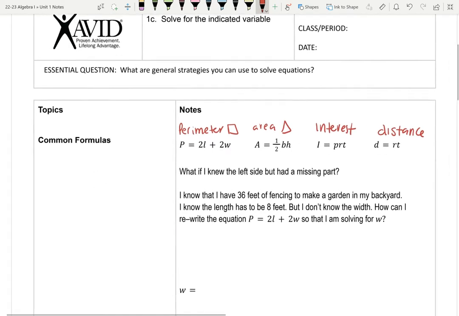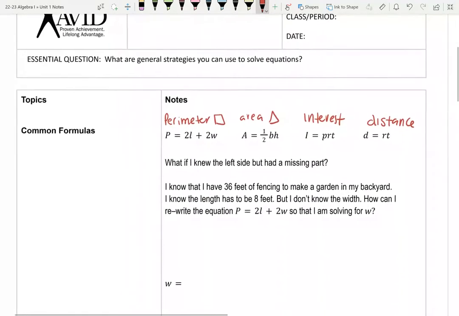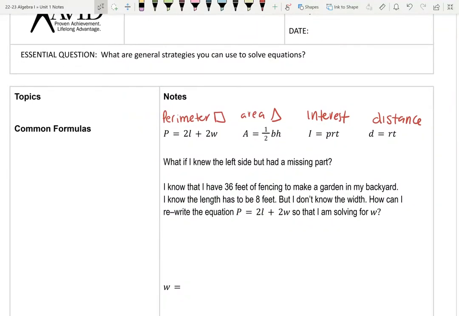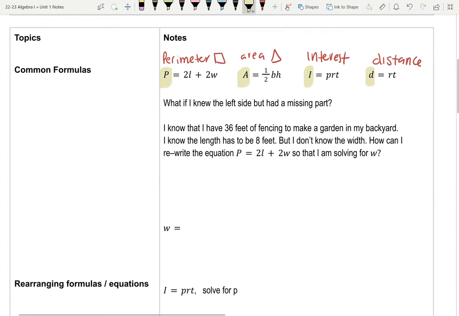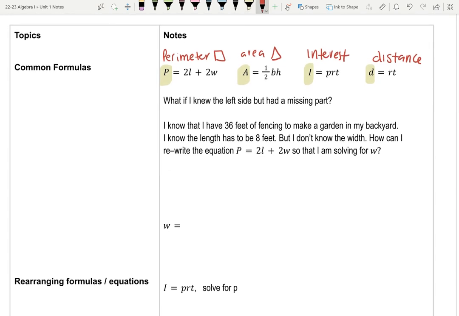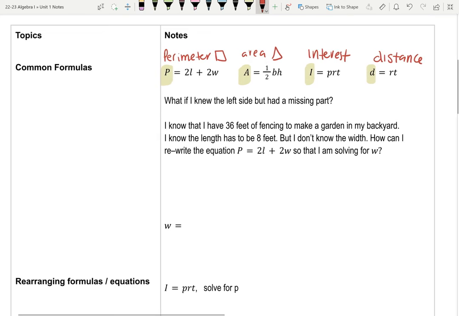So the question I put here is, what if I know the left side but had a missing part? By that, I mean, what if I knew the perimeter, the area, the interest, the distance, but I didn't know something else? Maybe I know the distance and I know the rate, but I don't know the time. So how could I find that? By rearranging the formula. That's what we're going to be doing below.